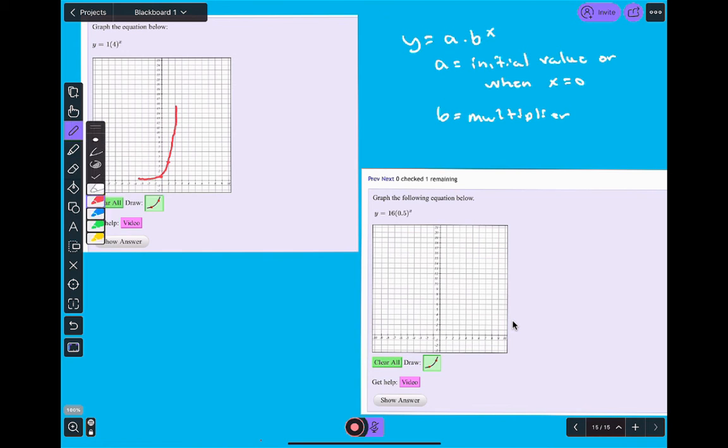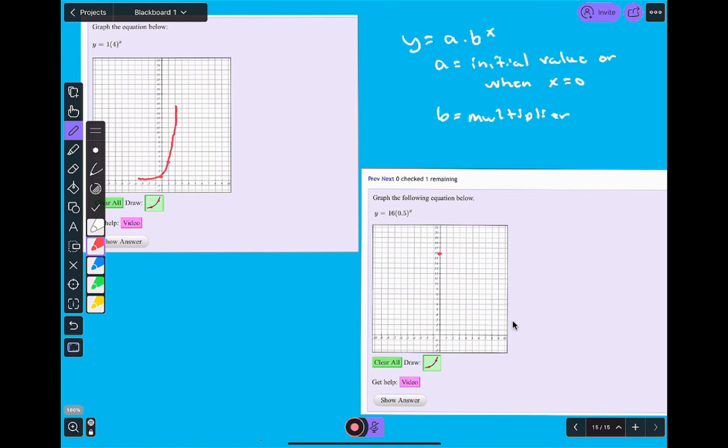Now let's look and see if I can do the second one. On the next one, it's going to be decreasing. It's going to be a decreasing exponential function because my multiplier is a fraction or a decimal, a 0.5. My initial value is 16, so I'm going to put a point at 16. So let's see here, 15, 16 is right there, I think. So I put the dot right there.